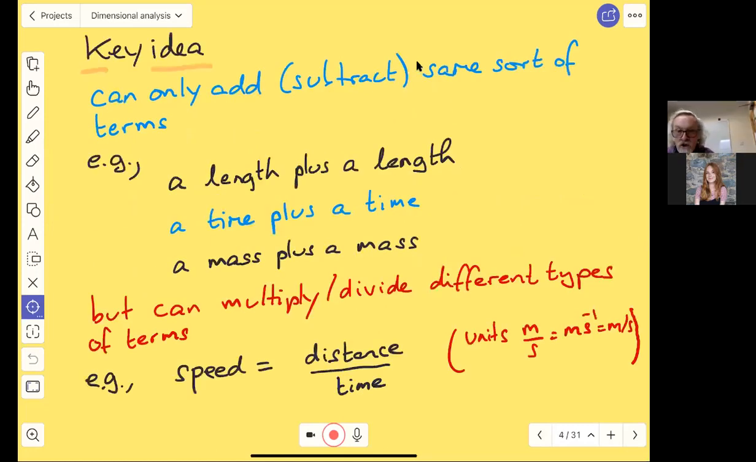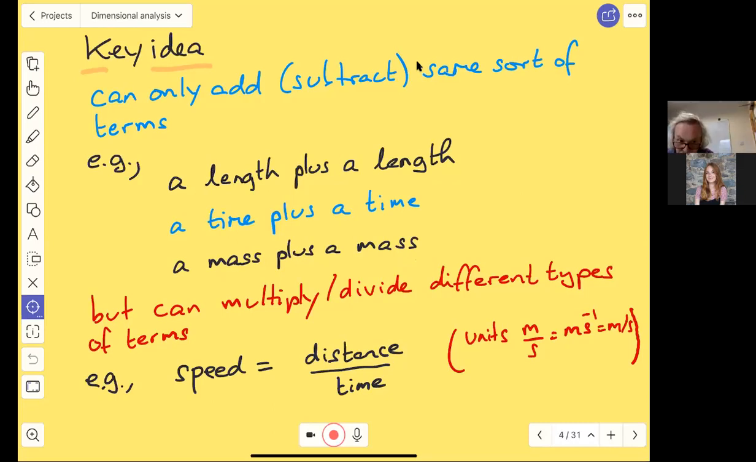So you can only add, and subtraction is basically the same as addition, the same sort of terms. So you can add a length plus a length. So if you can see the camera, I've got a pen, I add another pen to it, and I've changed the length. So I can add lengths together, I can add times together. There is the time of this talk followed by the time for questions. That's a longer time. You can add two masses together, for example. But you can't add a length to a time. You can't add a mass to a length, for example.